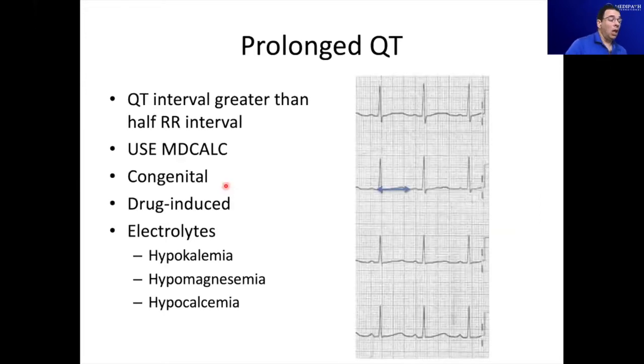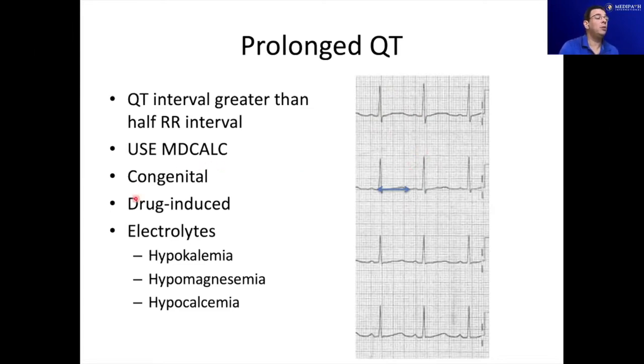Okay. Another one is what I call the slow rhythms or prolonged QTs. As we mentioned, you could measure the QT and get the corrected QT, but a quick way of looking at it: if the distance from the beginning of the Q wave to the end of the T wave is longer than half the distance from one R wave to the next R wave, that's a rough estimate that it's probably prolonged. I oftentimes use that in practice when I'm handed a lot of EKGs over the day.